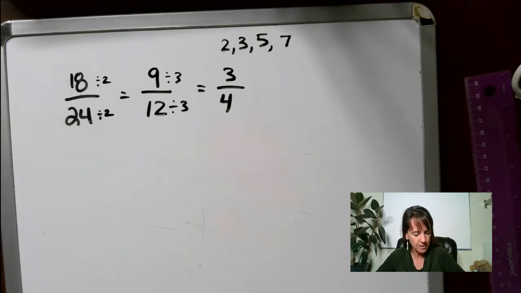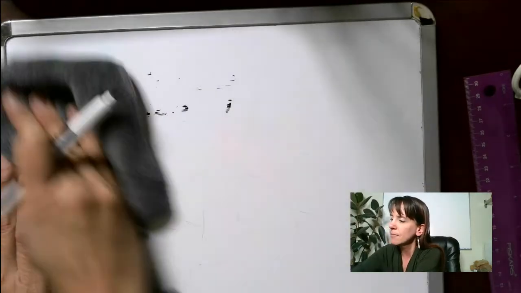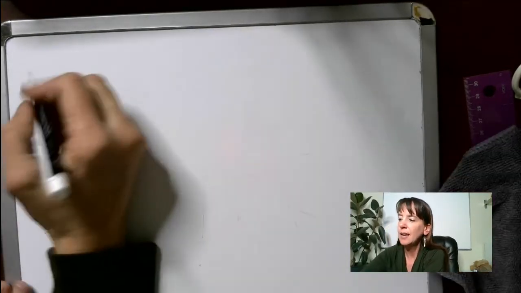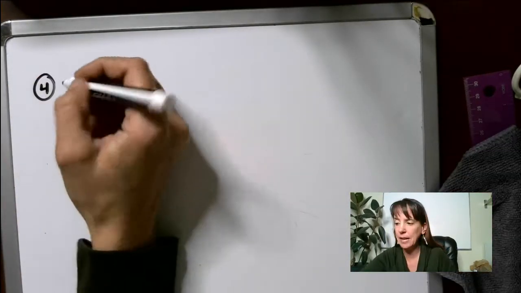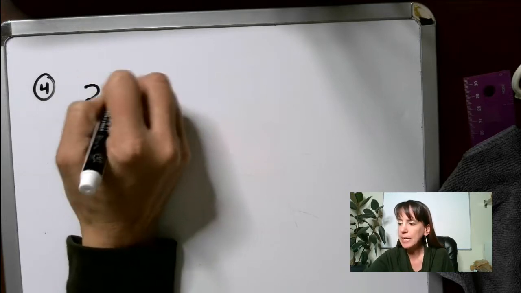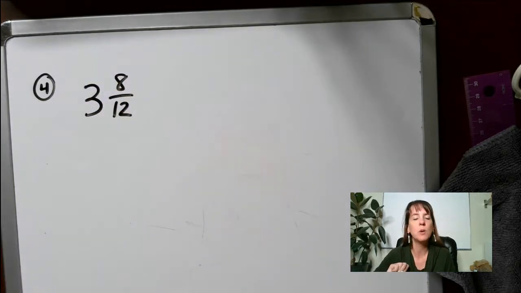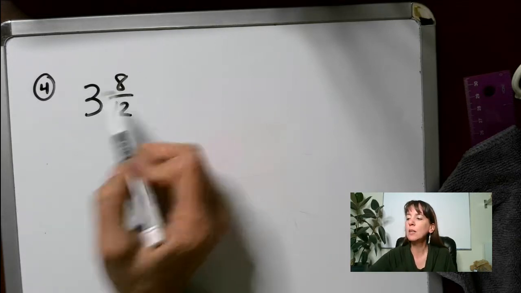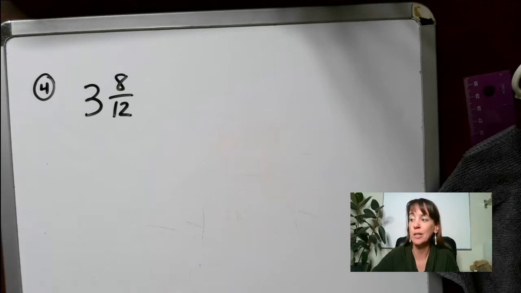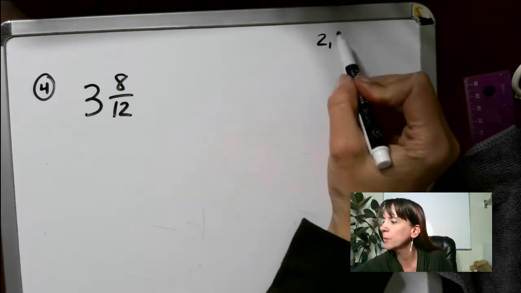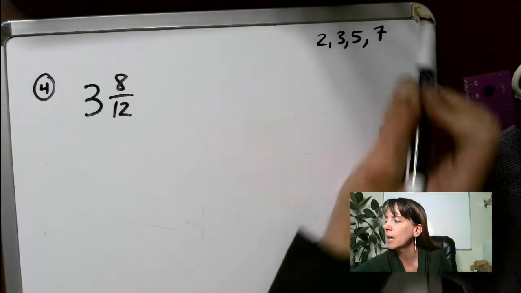Example number 4 says, this is on page 78 if you're following along, reduce 3 and 8/12 to the lowest terms. Words are hard today, I don't know. Okay, this guy, you don't have to do anything with it. You're just worried about the fraction. I look at that, I'm like, maybe I should write up here, 2, 3, 5, sometimes 7, okay?